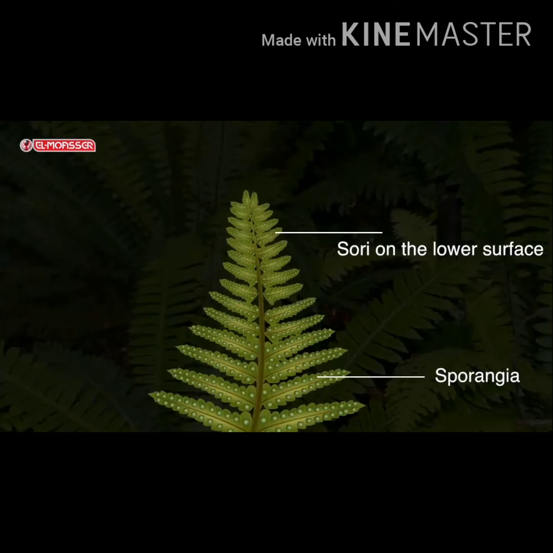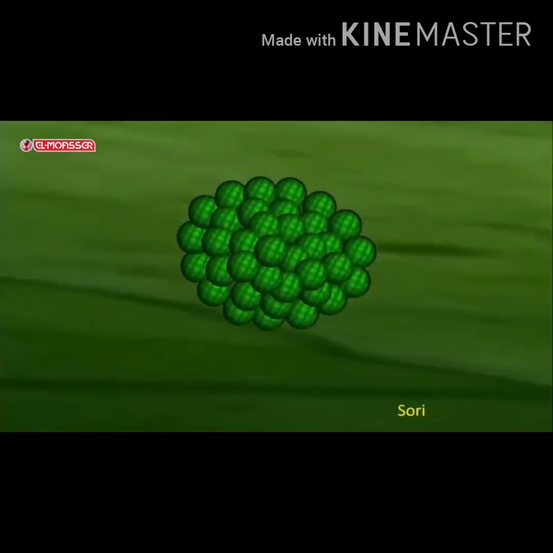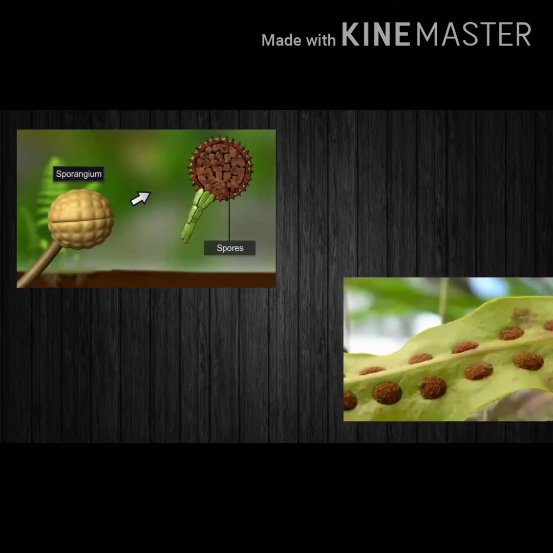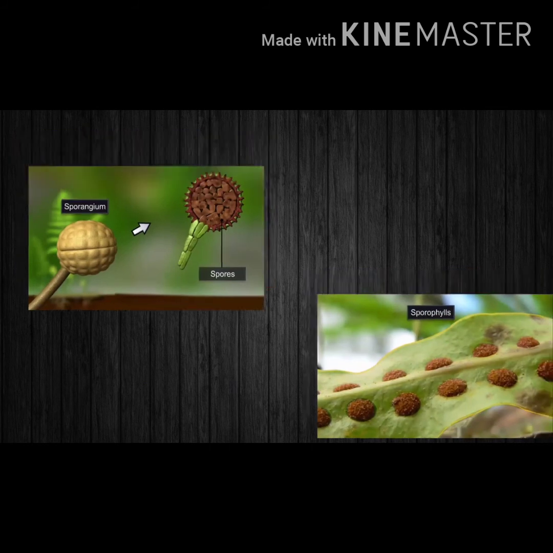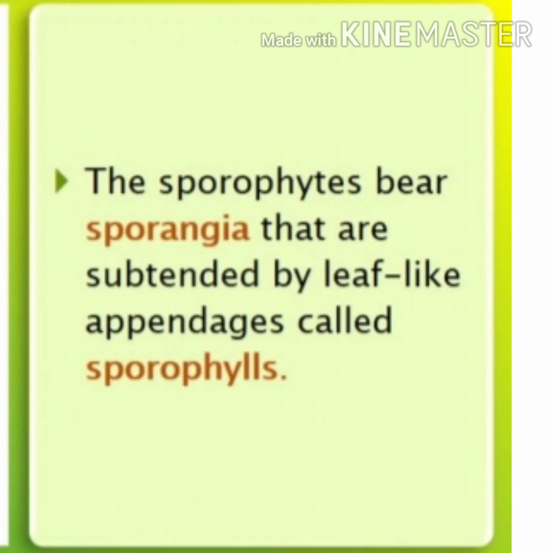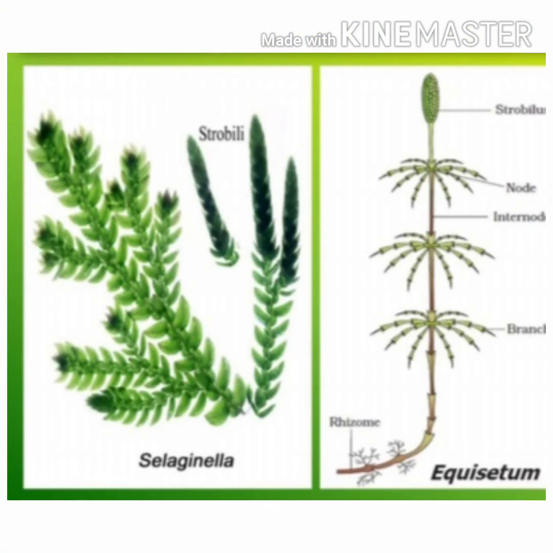A group of sporangia containing numerous diploid spore mother cells, and the leaf bearing sporangium, is called a sporophyll. The plant body is generally a sporophyte. The sporophytes bear sporangia that are subtended by leaf-like appendages called sporophylls. In some cases, the sporophylls form distinct compact structures called strobili or cones. Strobili or cones can be seen in plants like Selaginella and Equisetum.